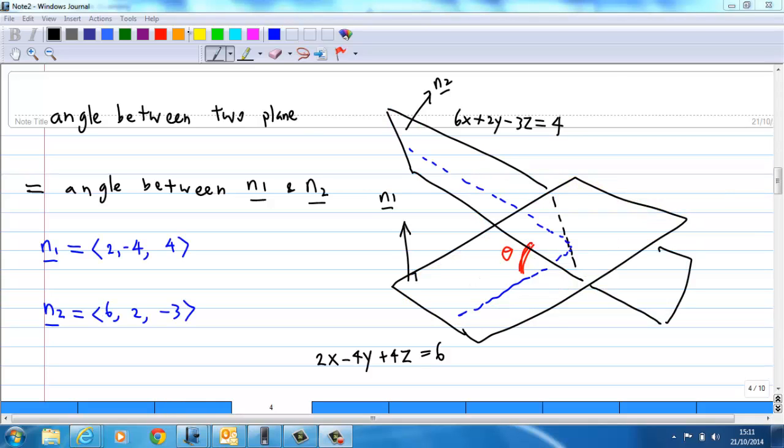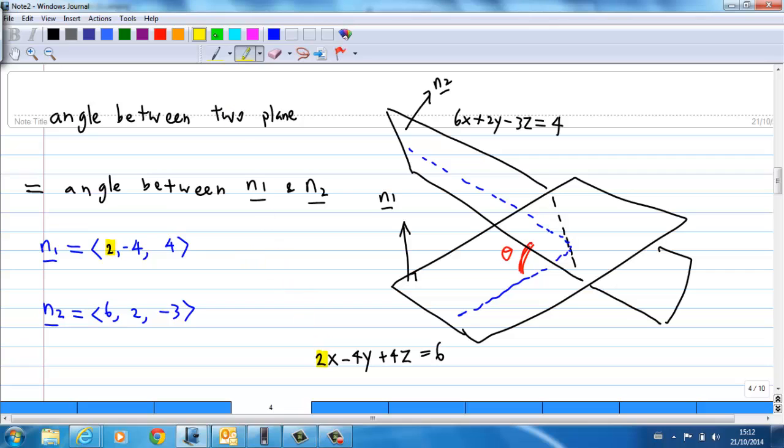Now, what is the direction of n1? It is equal to the vector in the same direction as 2, -4, and 4. And what is the direction of n2? You can get them by looking at the coefficient of the plane, which is 6, 2, -3.